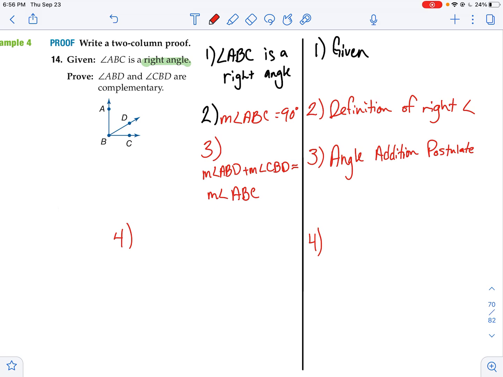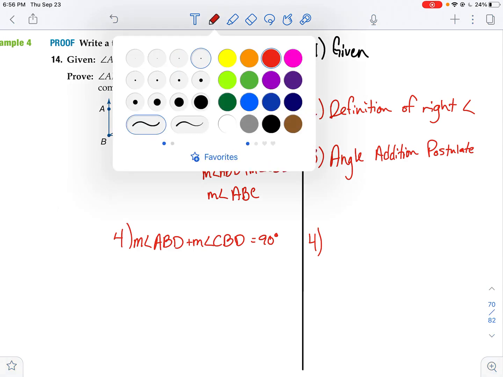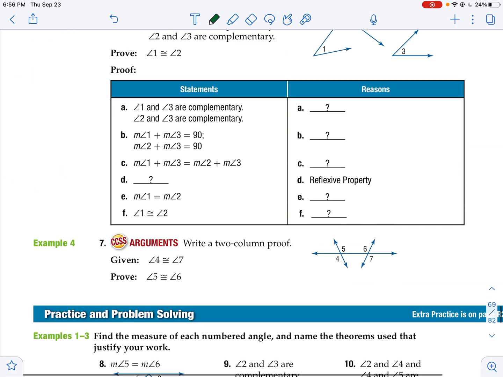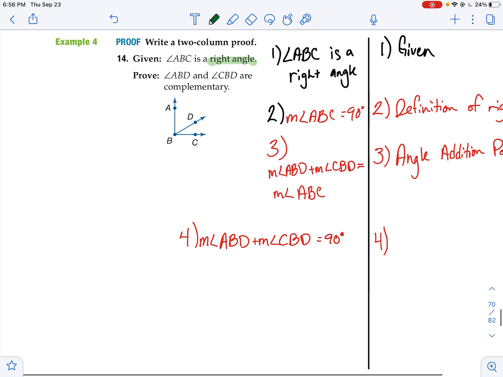But step 4, I can substitute in: the measure of angle ABD plus the measure of angle CBD equals 90 degrees, because we were told this is 90 here, so we can substitute this for this. All right, and then that's not what I wanted.